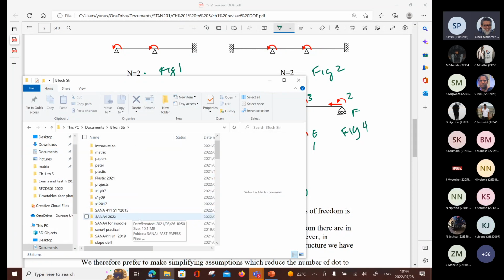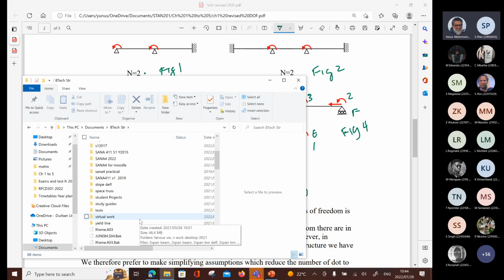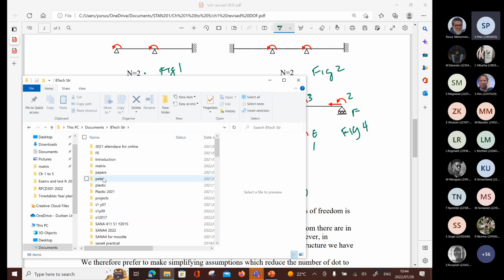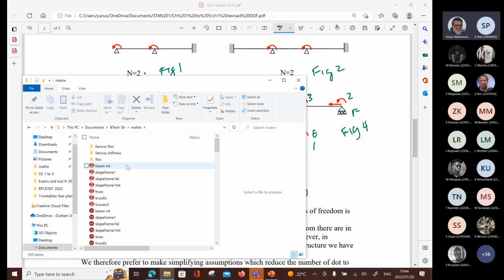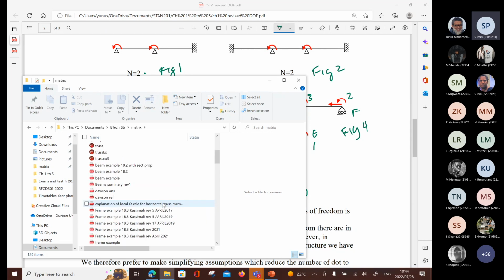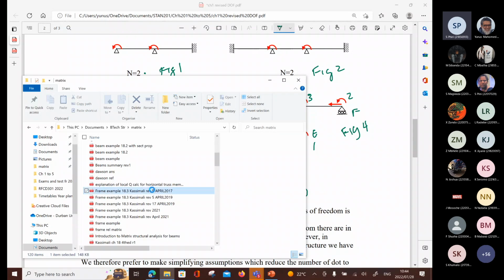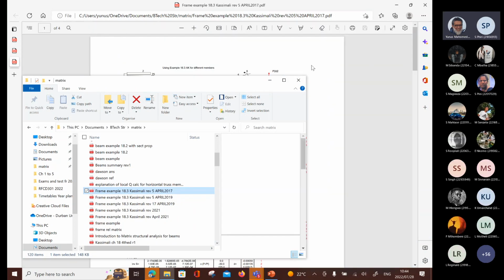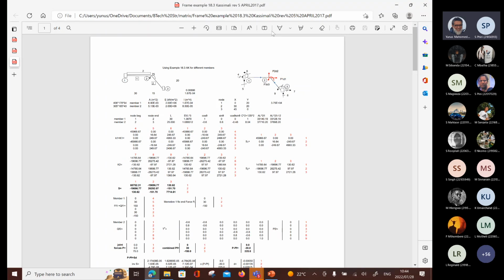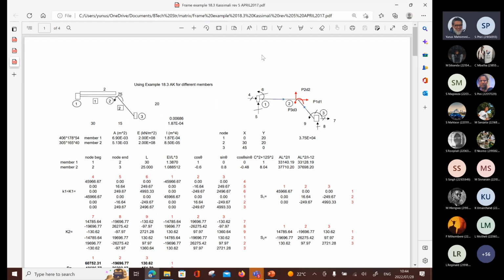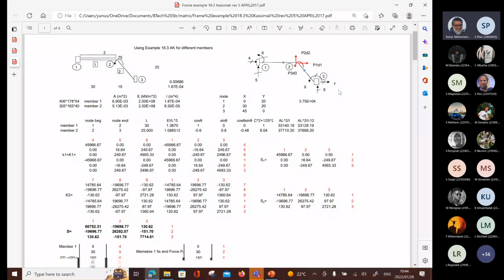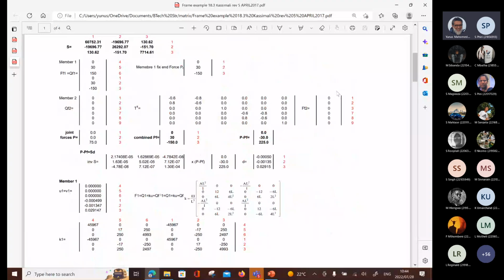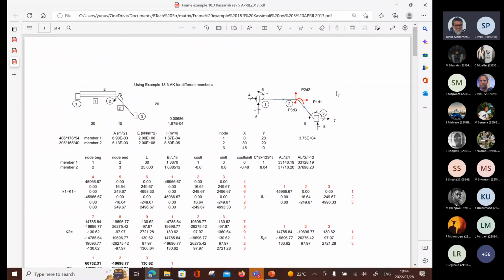I was going to pop into something that is called matrix methods. Just jump into this so you can see what is involved. Here's an analysis that we used to do with our BTEC students, a matrix analysis. So we're basically doing what happens inside the computer. When you're doing a computer analysis, this is what the computer is seeing.